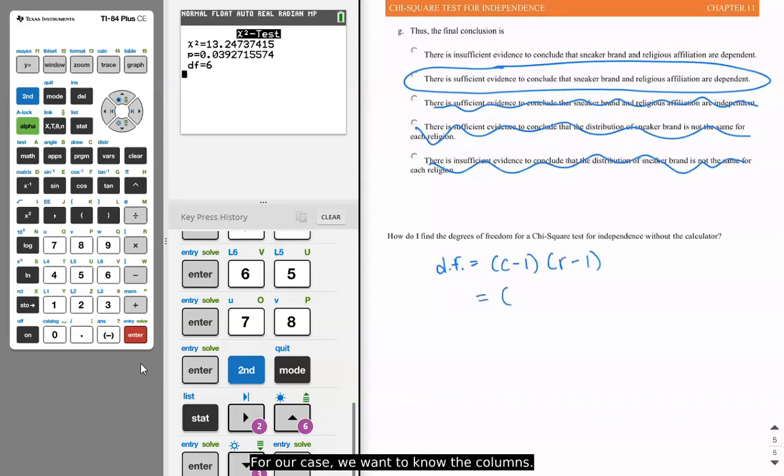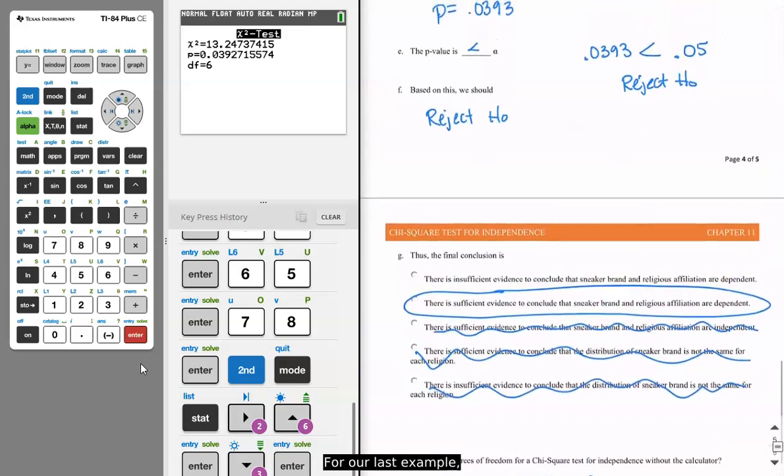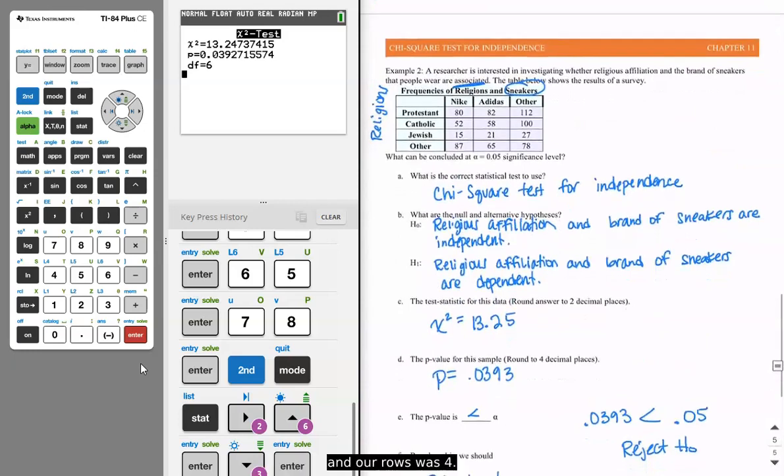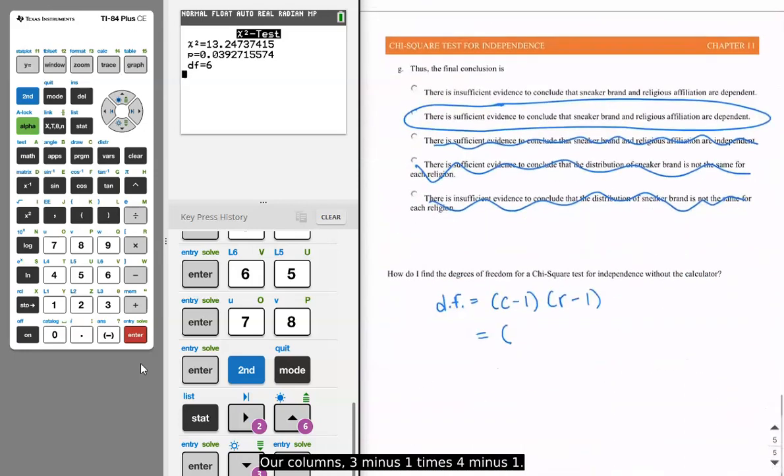So for our case, we want to know the columns and rows. For our last example, our columns were 3 and our rows were 4. So we have 3 minus 1 times 4 minus 1. 3 minus 1 is 2, 4 minus 1 is 3, and 2 times 3 gives me that degrees of freedom of 6. So again, for some of your homework, they'll ask you what the degrees of freedom is. Without really needing much information, as long as you know the columns and the rows, you can identify what the degrees of freedom will be for your chi-square test for independence.